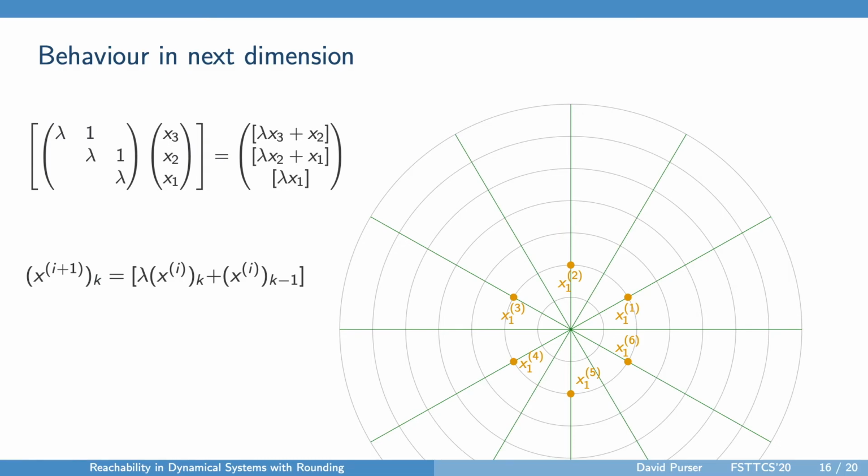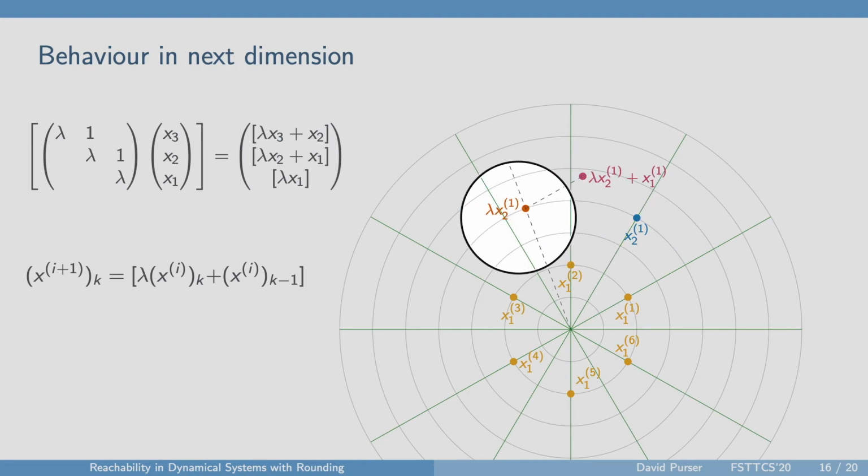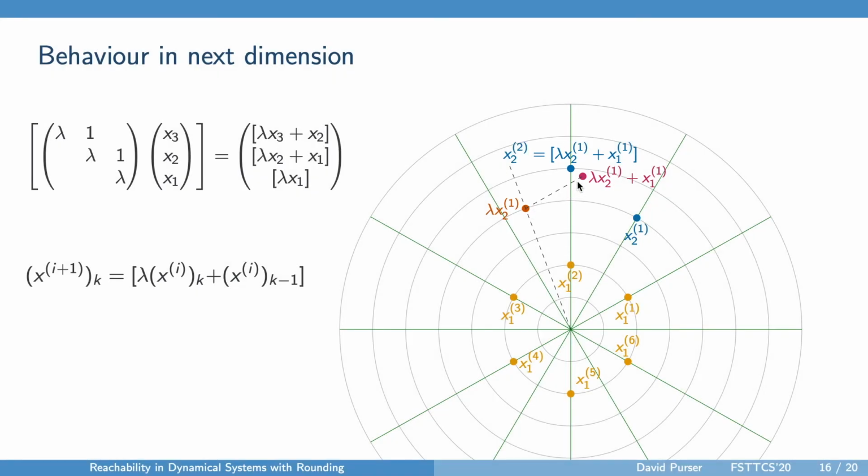Now let's take a look at what happens in the next dimension. Let's assume the dimension below are the points depicted in orange. These points will be forever just rotating and periodic. And we now consider the second dimension. This dimension consists of rotation by lambda and adding the dimension below. Let's assume we start here. We rotate by lambda, we add the dimension below, and we round. This addition of the dimension below corresponds with this vector here.